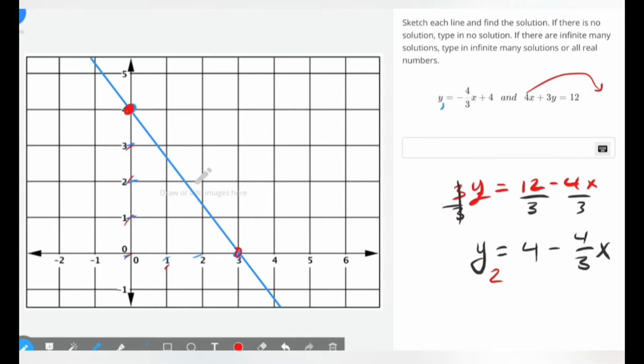Alright? So here's the situation. The two lines are the same. Okay? So this is the same two lines. So the answer is all real numbers.